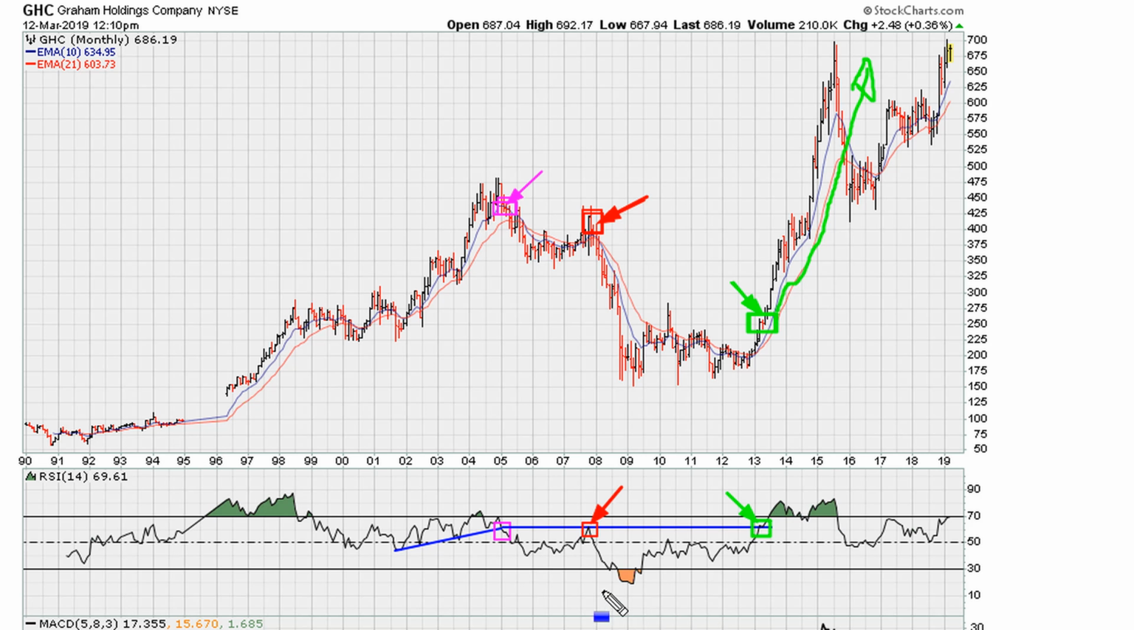The moral of the story is always be on the lookout for areas that were problematic, because if a stock, a commodity, a crypto is to move higher, it needs to clear areas of previous resistance.